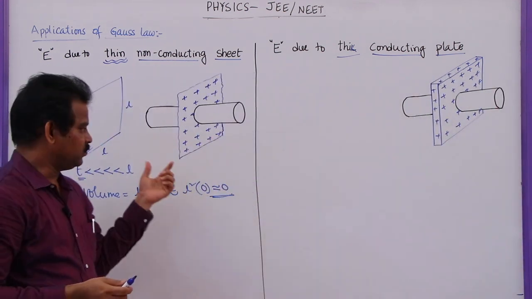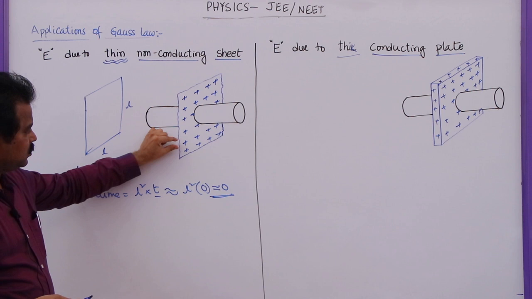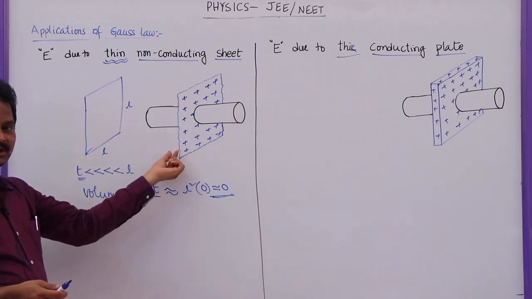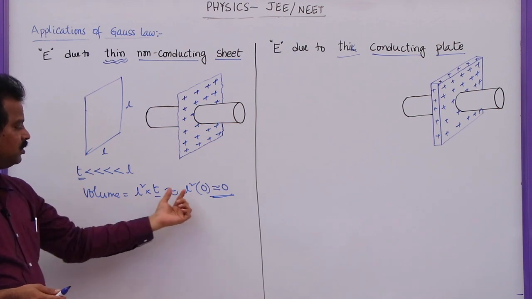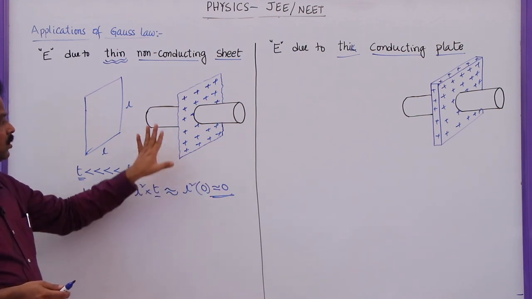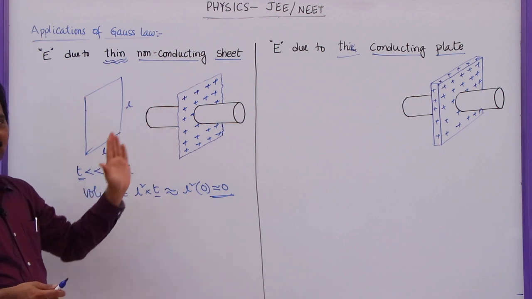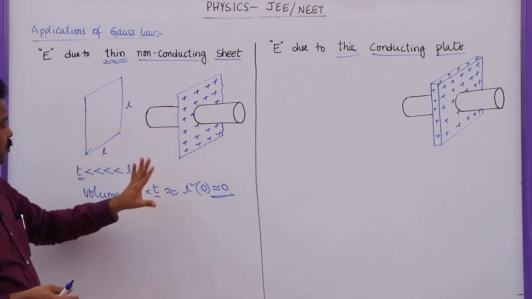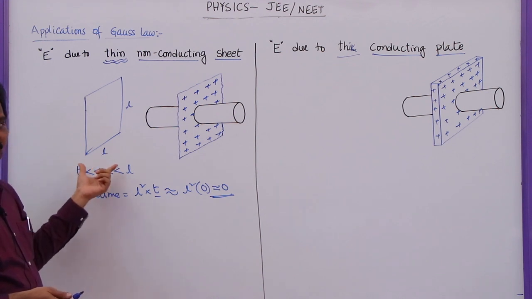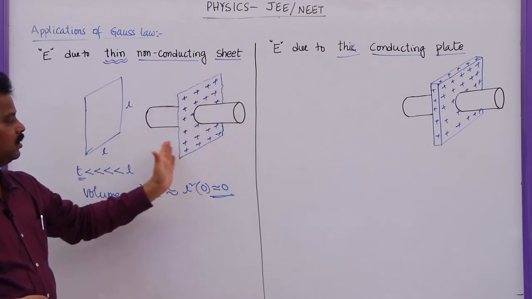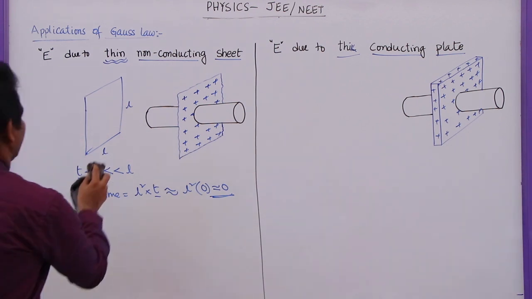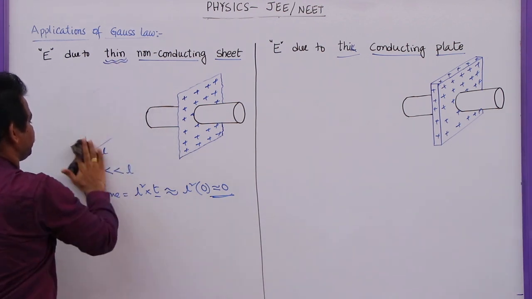So here actually the charge was spread throughout its volume. As the thickness of this plate is very small, the volume of the sheet is nearly equal to 0. So the charge will spread throughout its volume just like a small thin layer. That's why I am not going to consider the volume charge density. I am going to take surface charge density in this case. Why? Because this is a thin non-conducting sheet.